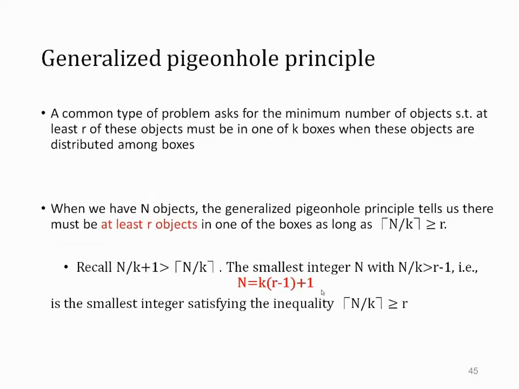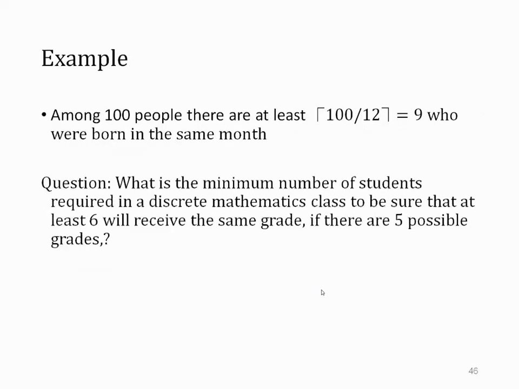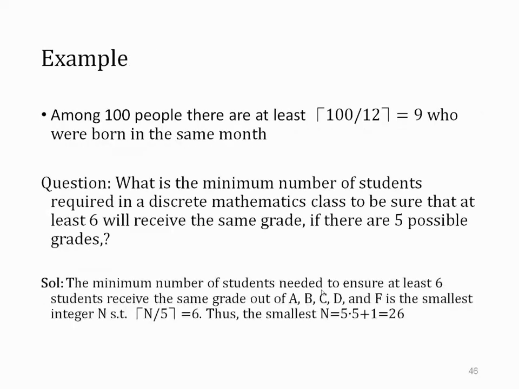Look at the formula. The minimum number of students needed to ensure at least 6 students receive the same grade out of A, B, C, D, E, and F is the smallest integer n such that n/5 is equal to 6. So here n is equal to 5 into 5 plus 1. At least 26 members must be there. So it is the same formula, we are just substituting the values.